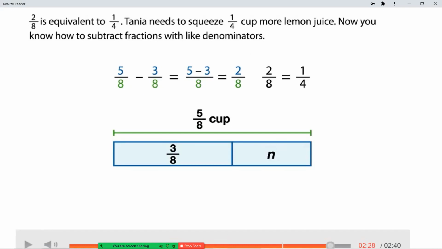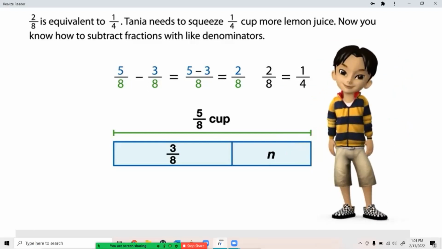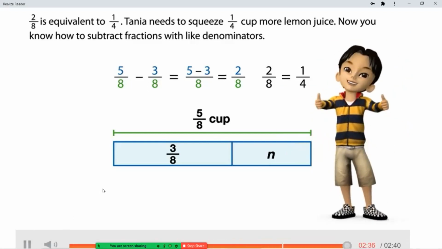Now over here, when they got their answer 2/8, we know that since these are both even numbers, we can divide them by 2 to simplify our fraction, to give it the smallest possible numerator that we can while still being equivalent. So 2/8 is equal to 1/4 here. Tanya needs to squeeze 1/4 cup more lemon juice. Now you know how to subtract fractions with like denominators.